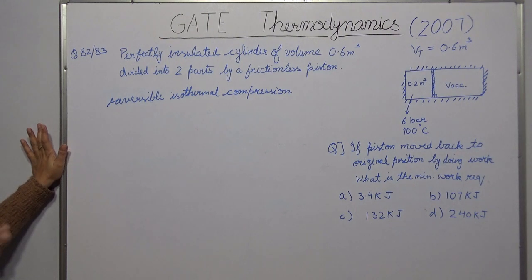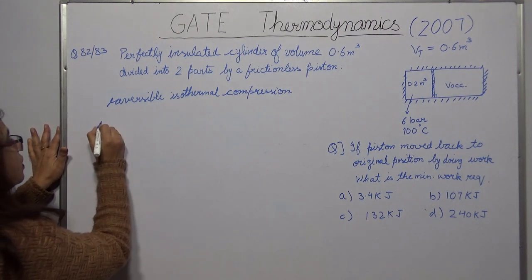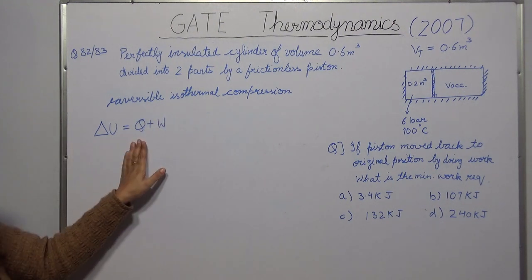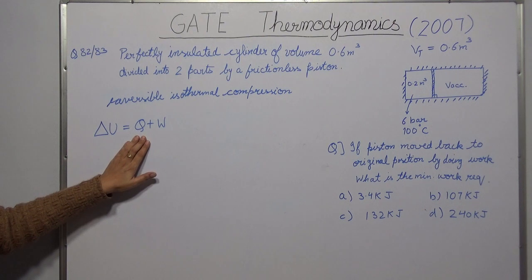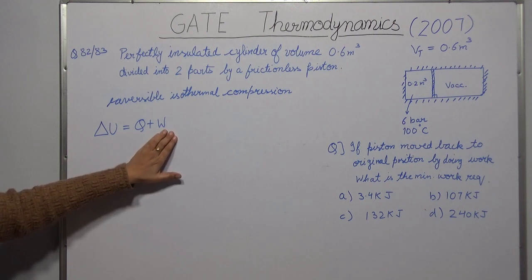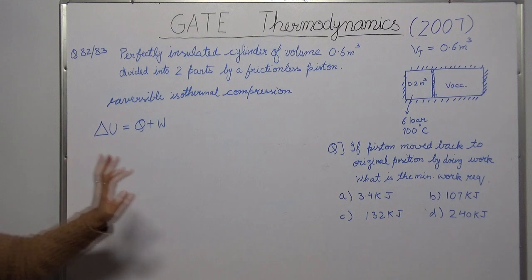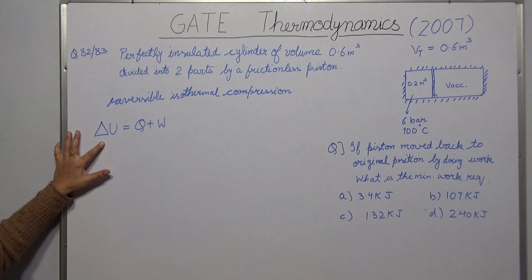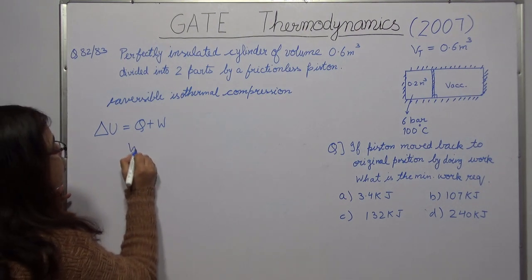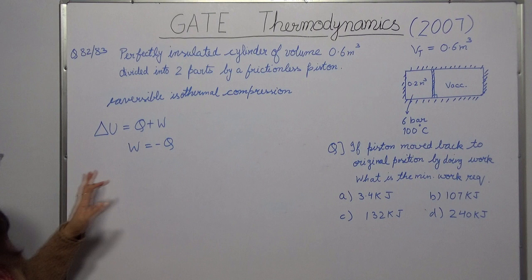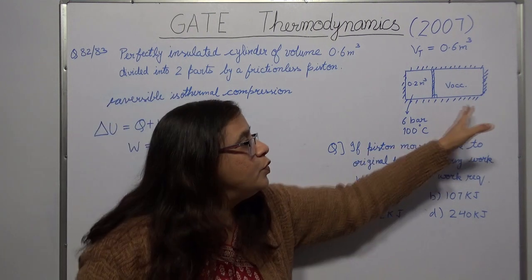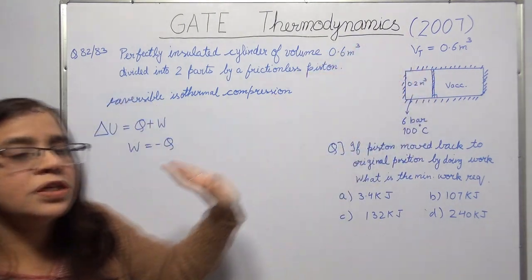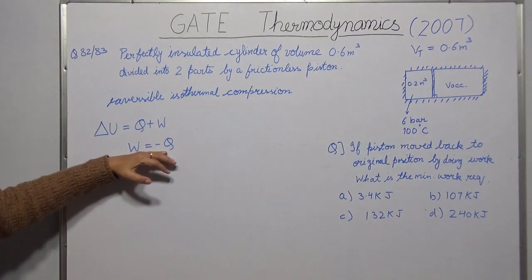Now since this is a closed system, I can write down my first law, that is delta U is equal to Q plus W, where my sign convention is that heat supplied to the system is positive and work done on the system is positive. Since the initial and final temperature both are 100 degrees, your delta U is equal to 0 because temperature is not changing. That means that your W will be equal to minus Q. So whatever work we are doing in order to compress this gas is all lost to the surroundings as heat. This is what it means.